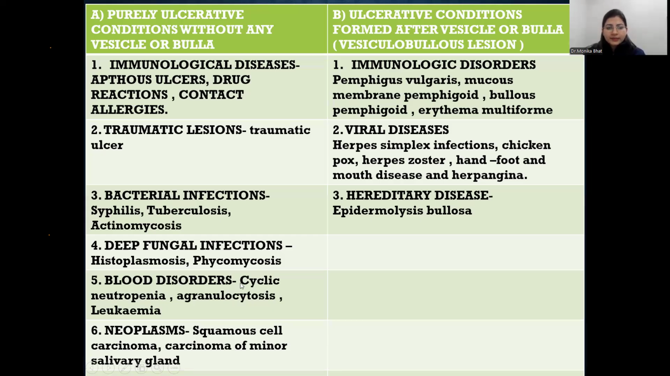Then neoplasms like squamous cell carcinoma and carcinoma of the minor salivary gland, and ulcerative conditions formed after the formation of vesicles or bullae, where we have diseases like pemphigus vulgaris, mucous membrane pemphigoid, bullous pemphigoid, erythema multiforme, and the viral diseases like herpes simplex virus, chickenpox, herpes zoster, hand, foot, mouth disease, herpangina, and the hereditary one, epidermolysis bullosa.